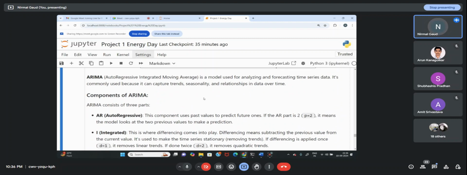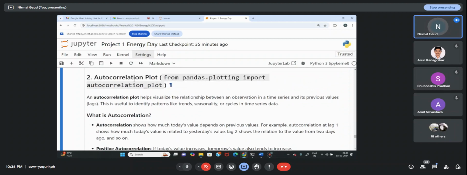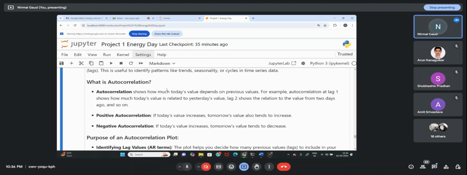Autoregressive: automatically, we are predicting the future values by analyzing the current values. By identifying the trend in the current value, we can predict the future. That's what these models do. And we are having an autocorrelation plot also. Autocorrelation means how much today's value depends on the previous value. For example, today's price is 10,000. What will be tomorrow's price? That is autocorrelation.